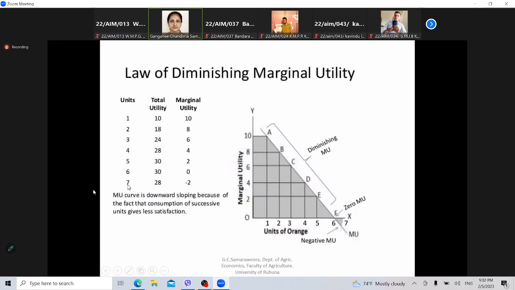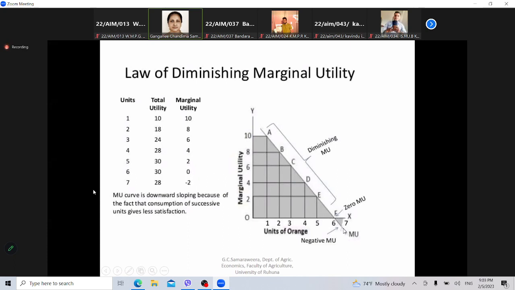Then adding another glass of water, that's why at that time perhaps some of you are vomiting, because there is no utility and zero marginal utility. Adding one unit gives you zero utility, meaning no satisfaction at all. So the marginal utility curve is downward sloping because consuming successive units gives you less satisfaction. See, diminishing marginal utility. Here, zero utility at that point.